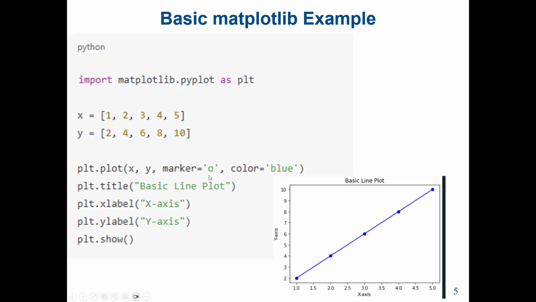X and Y axis, the marker is 0, color is blue. But to show the graph, we need to use a show function. So plt.show. If we run this code, this is what we get here. And this is a very basic starting example for us to see how we can do it.